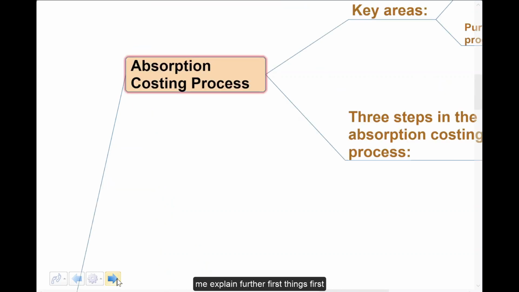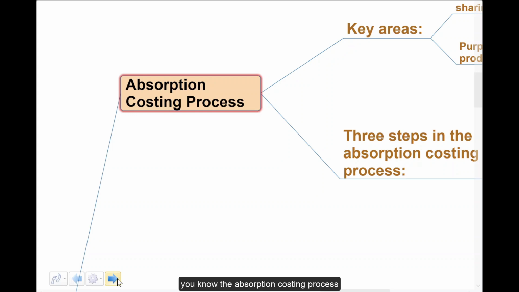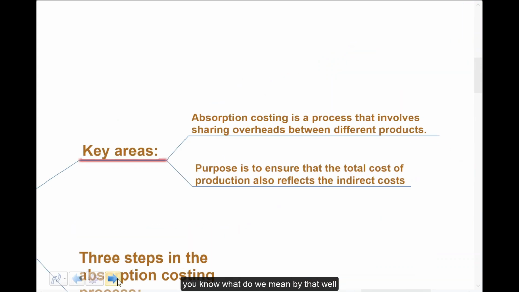Let me explain further. First things first, the absorption costing process, what do we mean by that? Well, when we think about costing, we know that costing is important, as we'll see below, for just a number of different reasons. We need to be able to establish costs accurately. This is just one method. So what is this method? Well, it's a process that involves sharing overheads between different products.